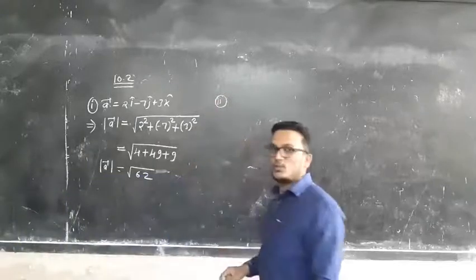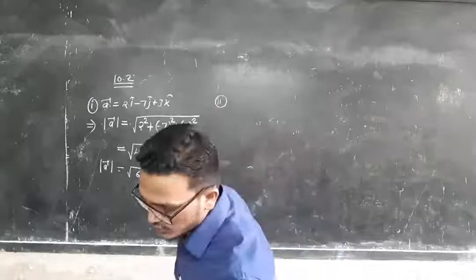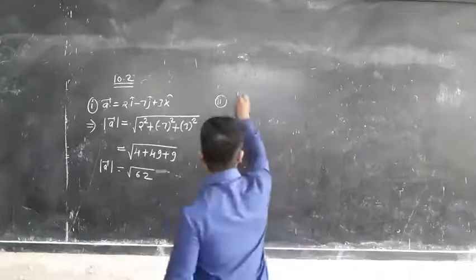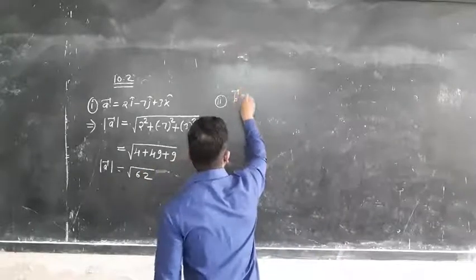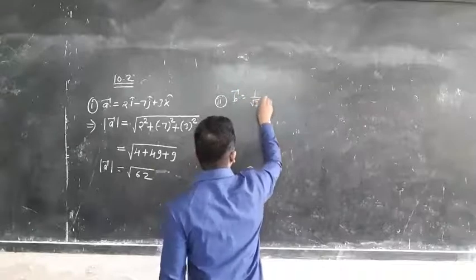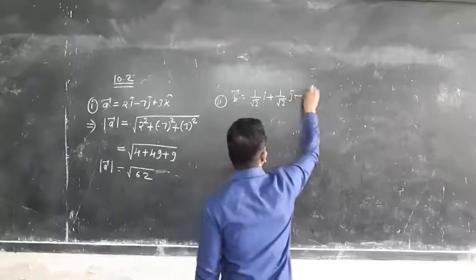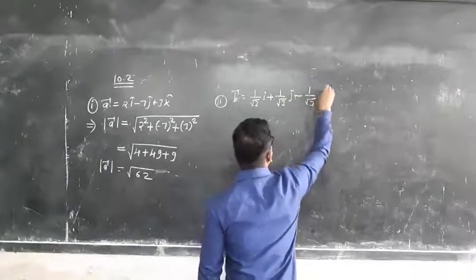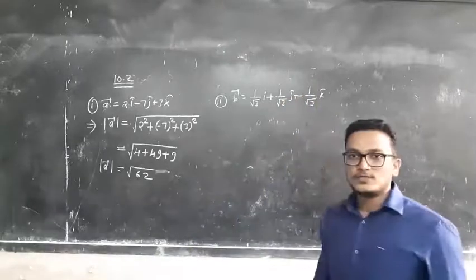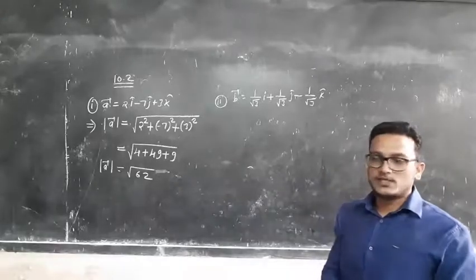Let us take one more example for the magnitude. I will take vector B is equal to 1 by root 3 into i plus 1 by root 3 into j minus 1 by root 3 into k. So here also again we have to find the magnitude.